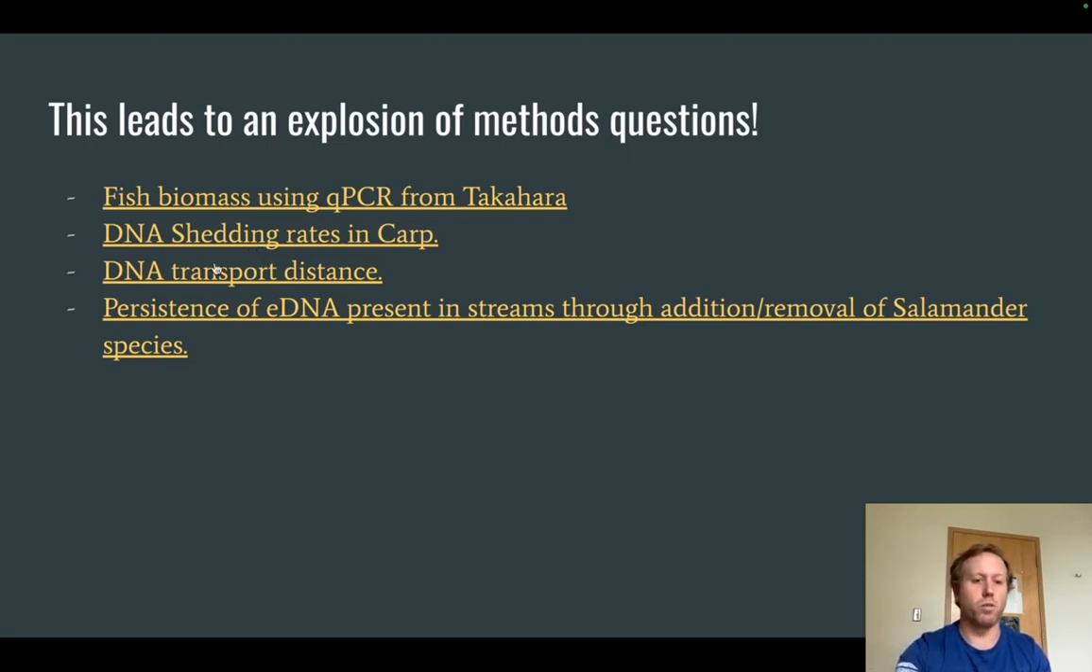There's another question of DNA transport distance, which is going to be really important to my modest contribution, which I'm heading towards in just a minute. Once the eDNA is released into the water, how far does it go? And what does that mean for us being able to capture it? And most importantly, what does it mean for us being able to indicate the presence of those types of species that I mentioned in the past slide or two?